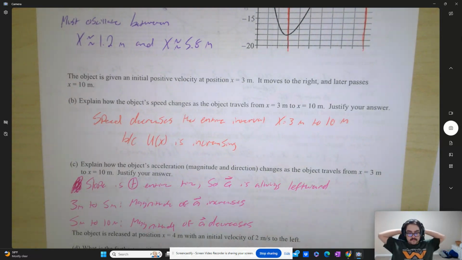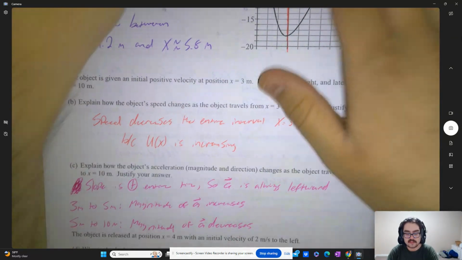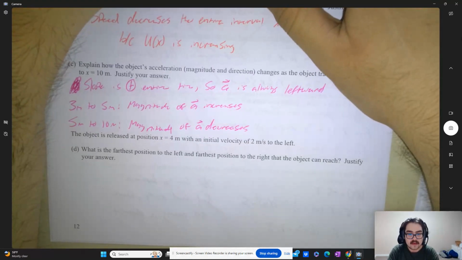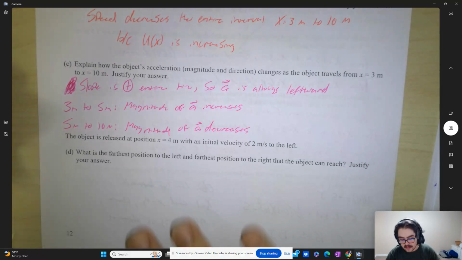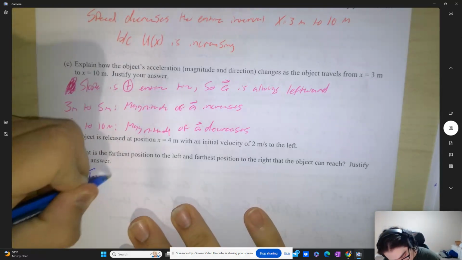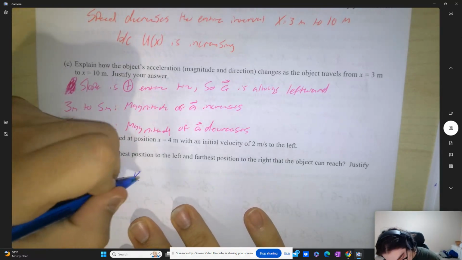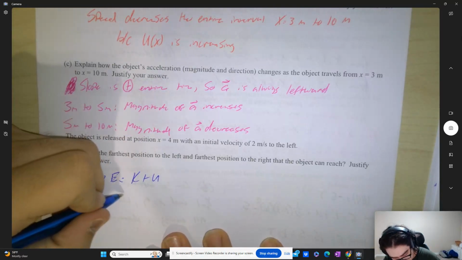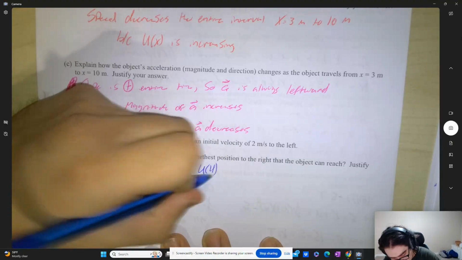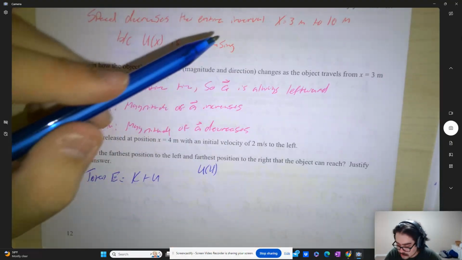And then finally, the object is released at position x equals 4. So it's another problem just like in the previous one we did, with initial velocity 2 meters per second to the right. I need to figure out the total energy. That's step 1, and that should always be your step 1 here. Total energy is equal to the kinetic energy plus U at position 4. I can calculate U of 4 and show it to you right here.